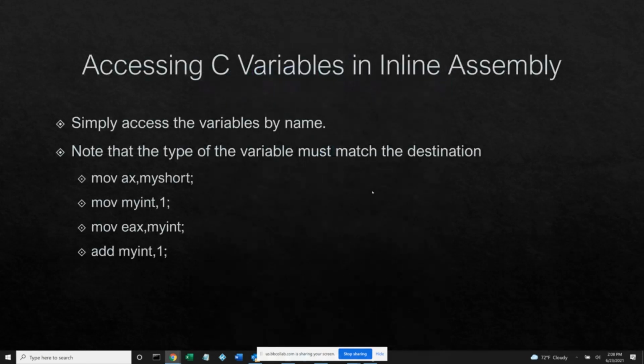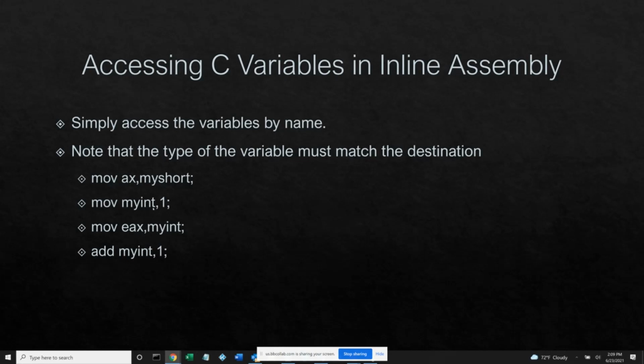So now, when you're using inline assembly language and you want to access a C variable, you simply use the name. So in this particular case, we're using a move instruction, and we're saying let's move the short value that I have here, a 2-byte value, into the AX register. It's absolutely key that the type of the variable has to match the destination. What does that mean? The size of the variable has to match the destination. Short is 2 bytes, an AX register is also 2 bytes, so that works without a problem.